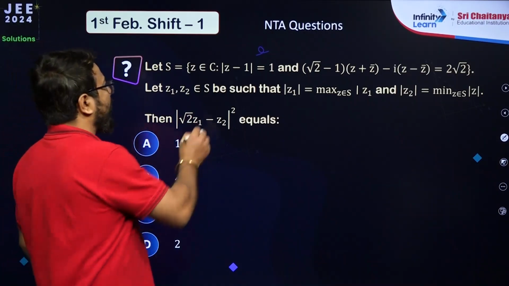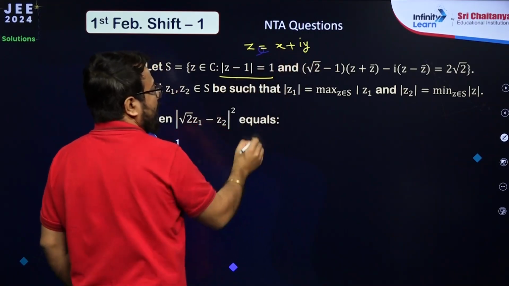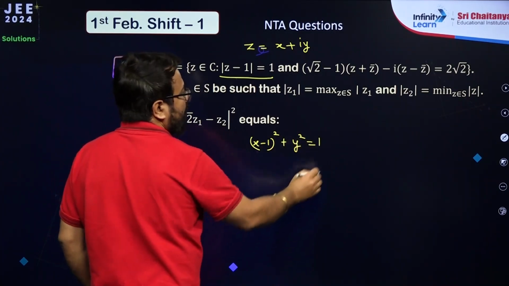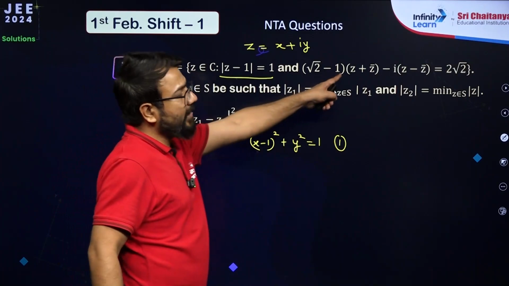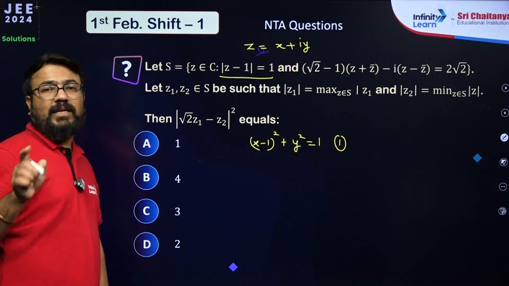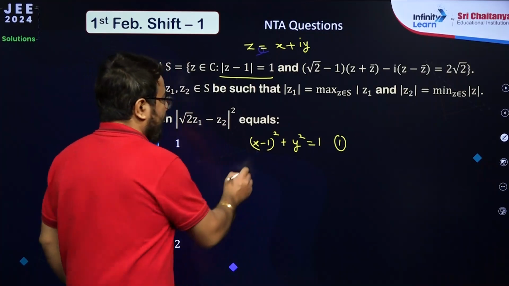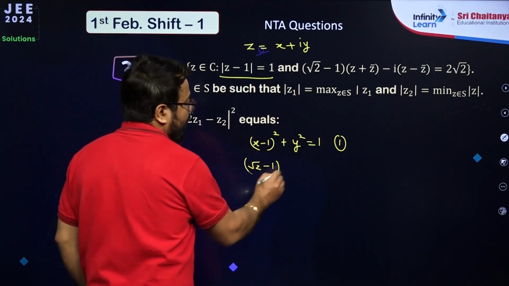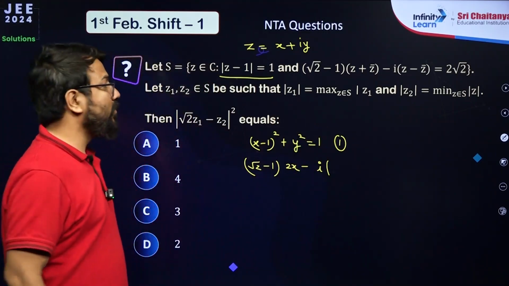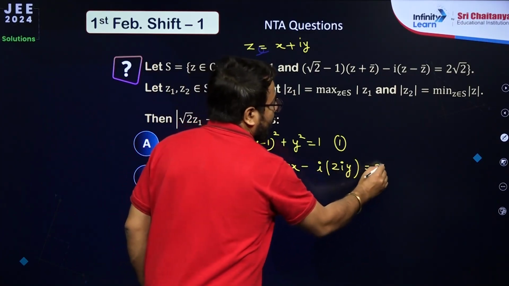Okay. So from here, can I assume that let z is equal to x plus iota y. From here, I will be able to create an equation: (x minus 1) whole square plus y square is equal to 1. This is the first equation. From here also I can get an equation, because if z is x plus iota y, then z bar will be x minus iota y, and then z plus z bar will be equal to 2x. So here I am writing (root 2 minus 1) times 2x, and then minus iota times (z minus z bar), which is 2 iota y. Here z minus z bar is equal to 2 root 2.